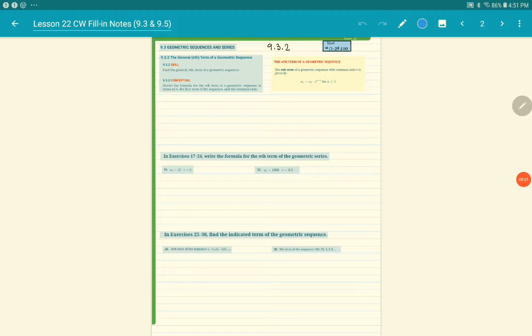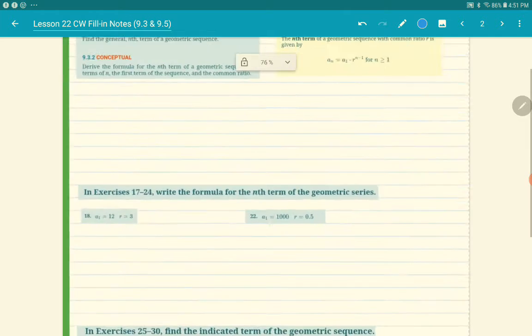In 9.3.2, we're going to express the general, the nth term of a geometric sequence. In 9.3.1, we defined the geometric sequence in recursive form. But what if I want to jump to any term without having to write every single term before it? So I want a general formula to get that nth term. Okay, so let's look at what that pattern looks like.